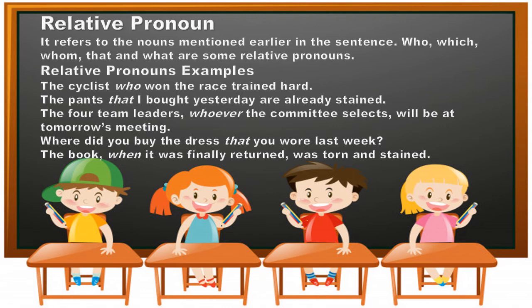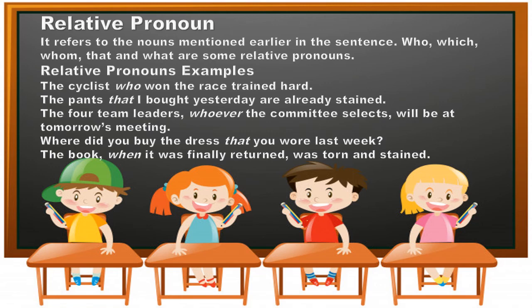If in the sentence we are talking about the noun, in the previous sentence these words are used to refer these nouns. As in the first example, the cyclist who won the race trained hard. Here who is used, that is relative pronoun. In next sentence, the pants that I bought yesterday are already stained. Here that is relative pronoun which is going to refer the pants, which is a noun.